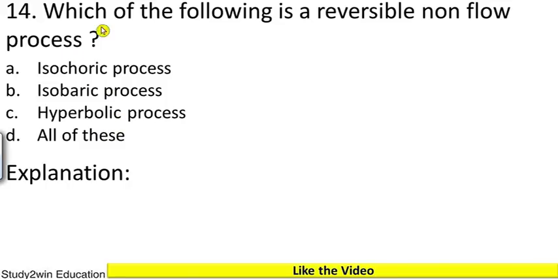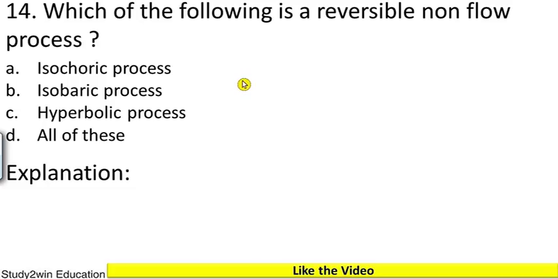Question number 14. Which of the following are reversible non-flow processes? Isochoric, isobaric, hyperbolic, all of these. These are all called non-flow processes. They are all reversible and non-flow also. Non-flow means the mass should not go out of the system. It's called a non-flow process.